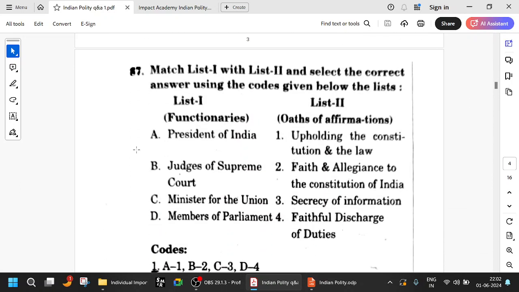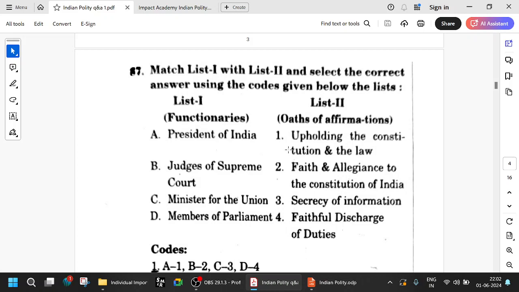Match list one, list two. President of India: upholding the Constitution and the law. Judges of Supreme Court: faith and allegiance to the Constitution of India. Minister for the Union: secrecy of information. Members of Parliament: faithful discharge of duties. This is the oath. When the president takes the oath of affirmation, it is to uphold the Constitution and the law.